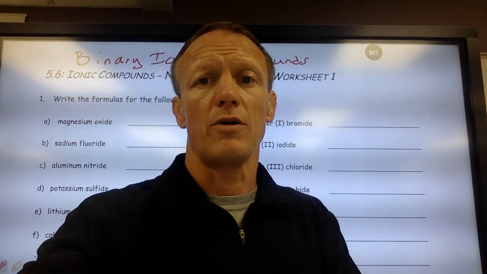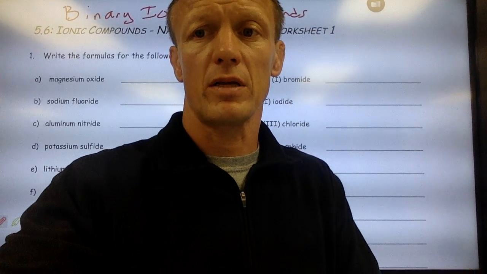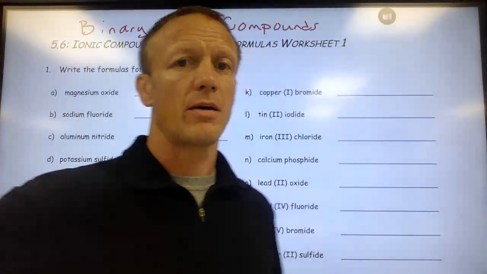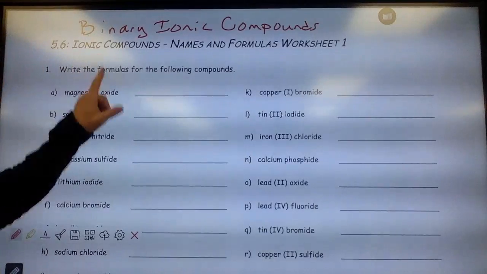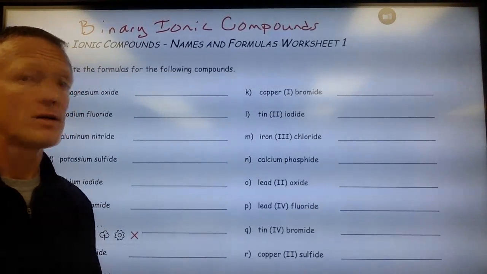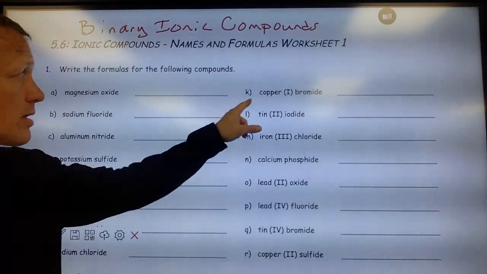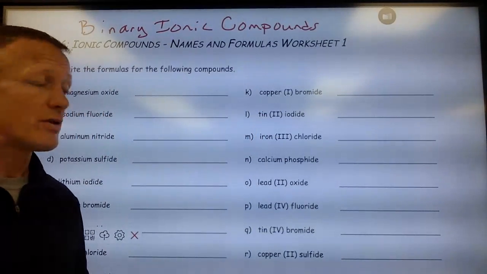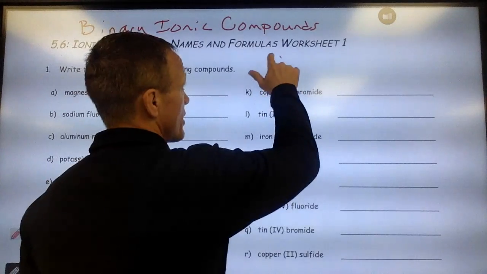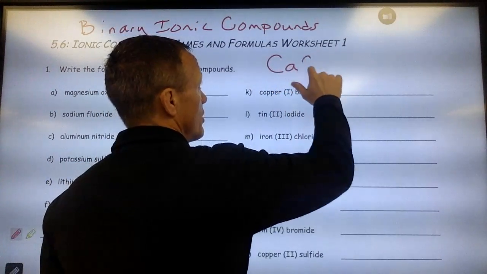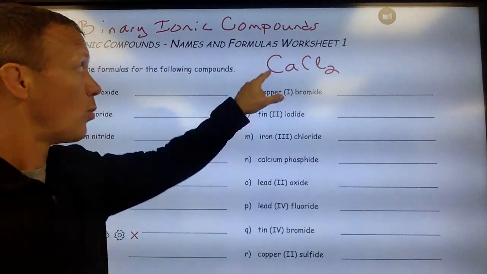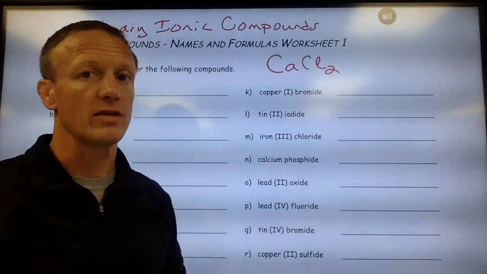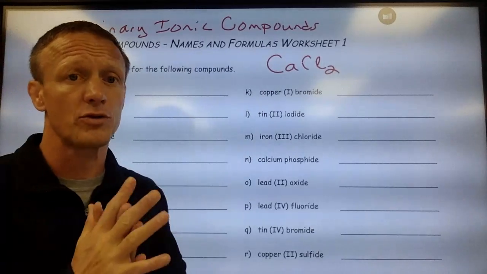This video is going to be on writing formulas and names of binary ionic compounds. Binary just means that there are two elements involved, like copper and bromine, tin and iodine, magnesium and oxygen. It doesn't mean that there couldn't be more than one atom, like you could have one atom of calcium and two atoms of chlorine, but binary means there are just two different elements involved in these. We'll do ionic compounds that have more than two elements later.